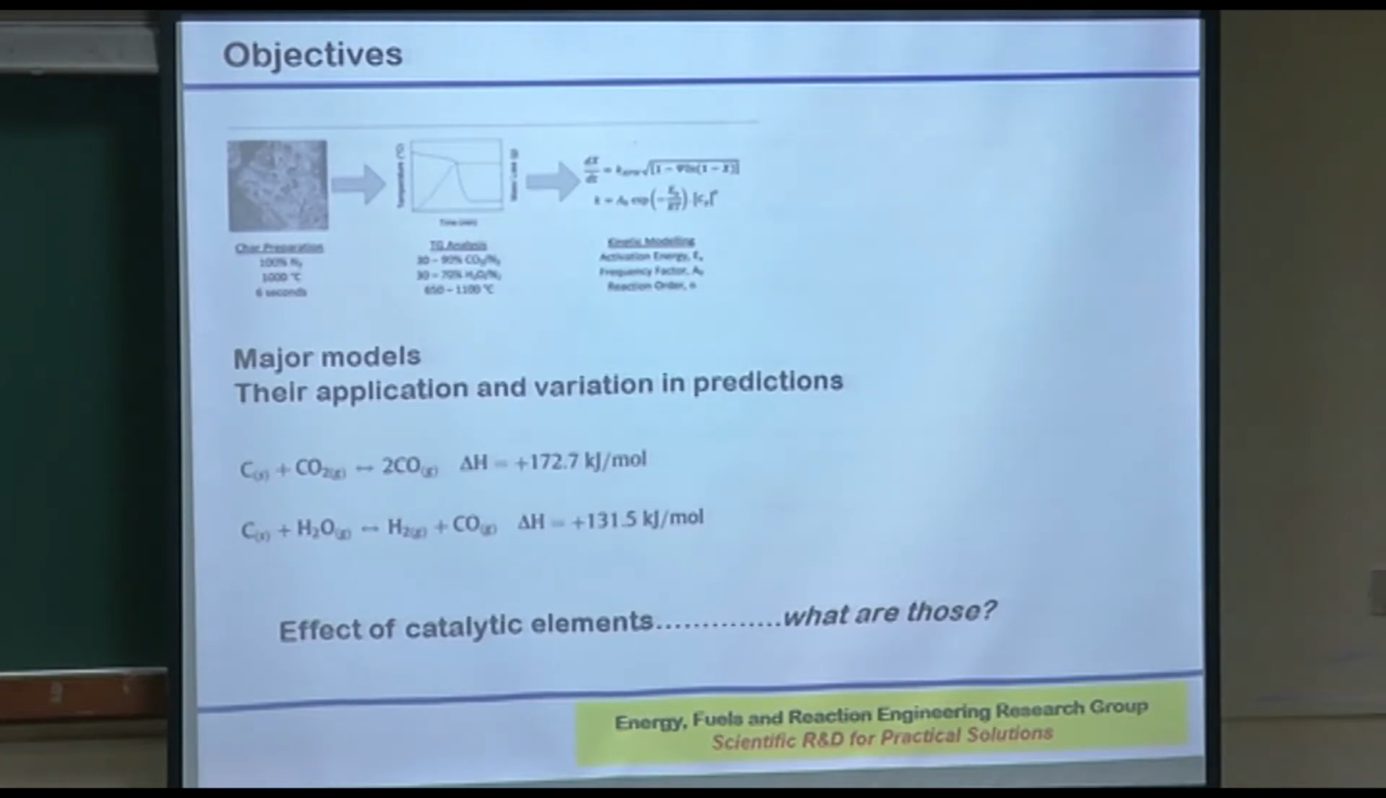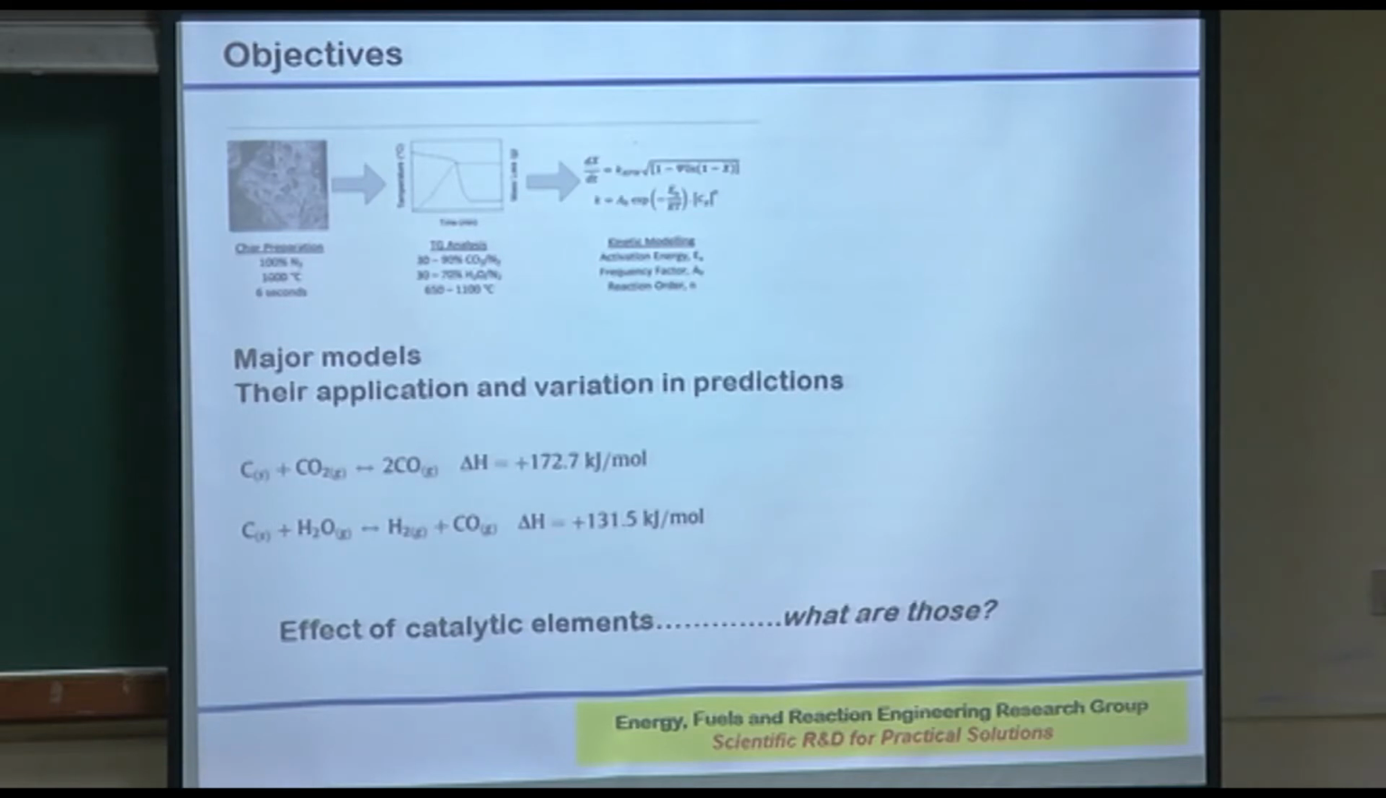The purpose is to show you how the char preparation and the subsequent TGA analysis and subsequent adoption of the different literature models available can give varying results or completely non-varying results. So that's the purpose of this particular one.